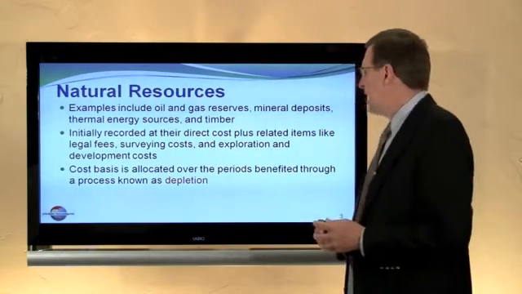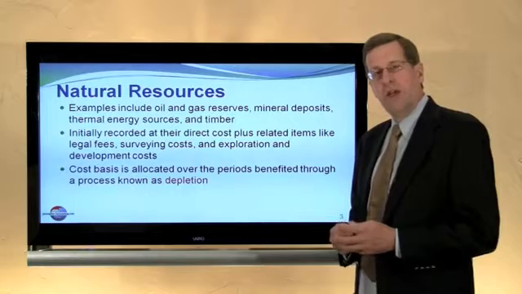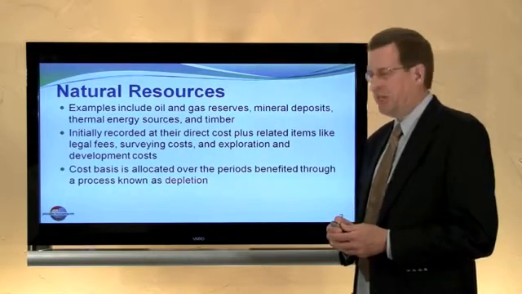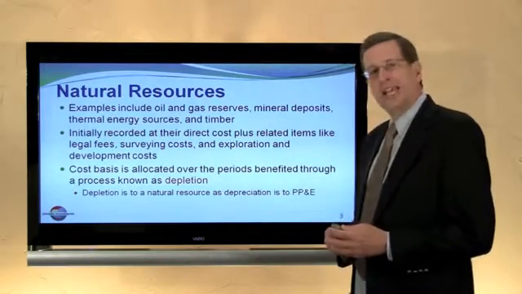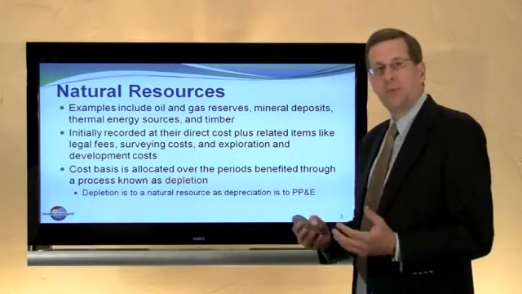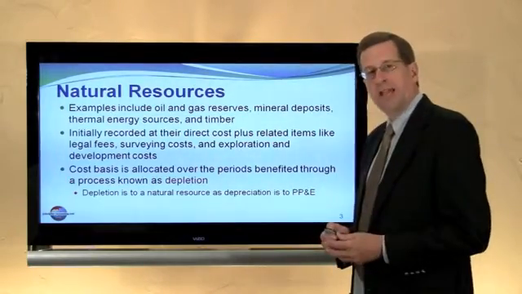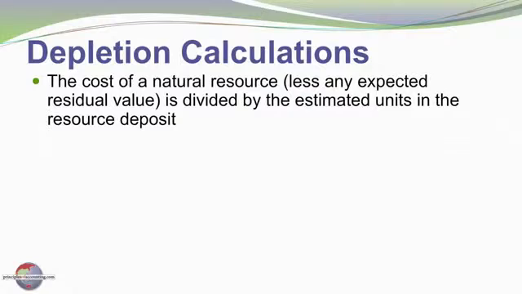That cost pool is allocated over the periods benefited through a process known as depletion. Essentially, depletion is to a natural resource as depreciation is to property, plant, and equipment. Let's look at depletion calculations. The cost of the natural resource, less any expected residual value, should be divided by the estimated units in the resource pool or the resource base. This results in an amount of depletion per unit. We'll look at an example here in just a moment.